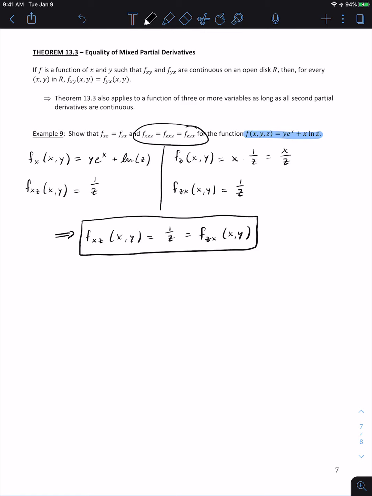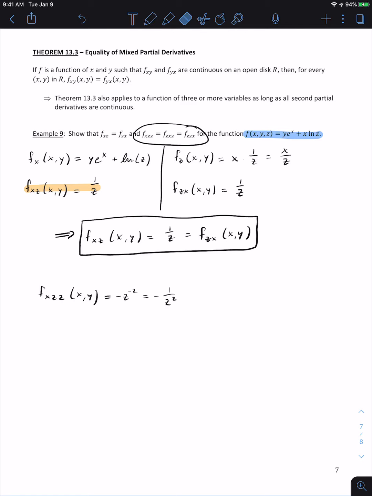Okay, so what do I need to do? In order to find f sub xzz, what do I need to do? I need to go to f sub xz, which I'll highlight in orange here, and take the derivative with respect to z. If I did that, the derivative of 1 over z with respect to z is negative z to the negative 2, or negative 1 over z squared.